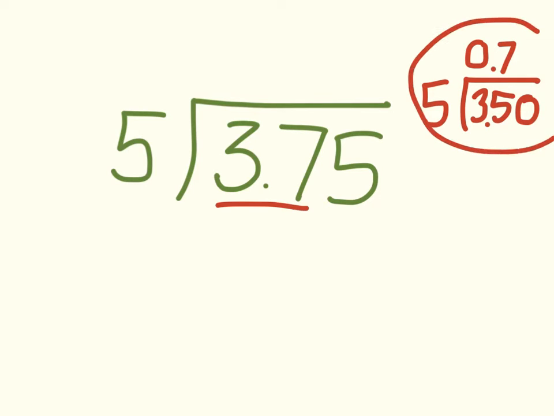So keep that in mind when we're doing the division problem. Let's go back to our division. How many 5s go into 3? That is 0. I'm going to put my decimal point right there.